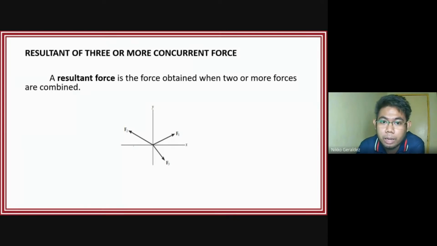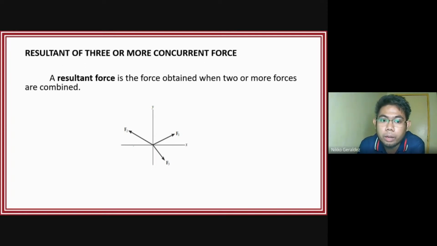The resultant is the force obtained when two or more forces are combined. So pinagsasama natin. So pag-aaralan natin ang resultant of three or more concurrent forces. Pag sinabing concurrent, all forces are acting through a single point, or the line of action is passing through a single point. Halimbawa niyan, itong figure natin.